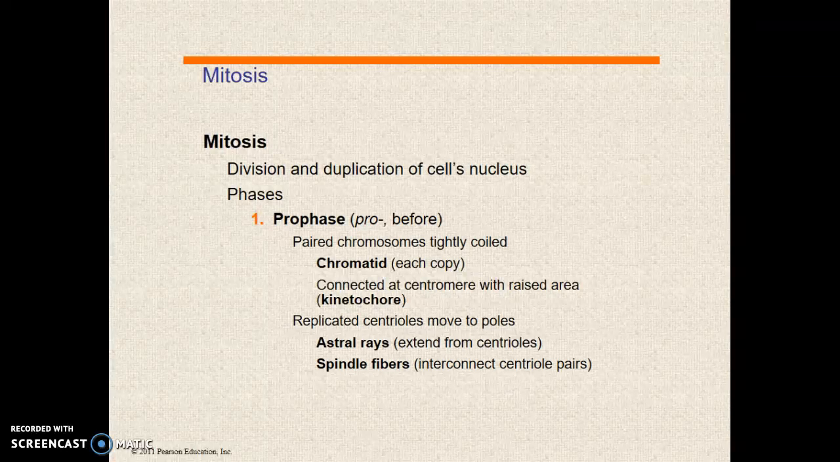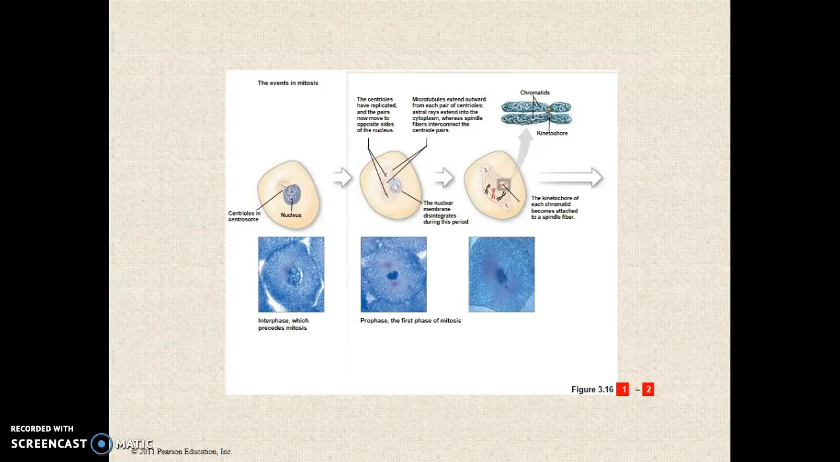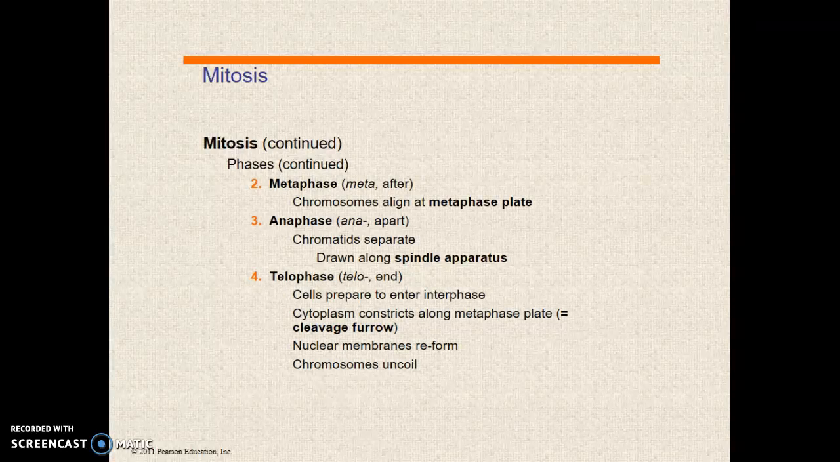P is for prophase. During prophase, the chromatin, which is the stretched out form of DNA, is going to coil and form chromosomes. The replicated centrioles are going to move to opposite poles. The spindle fibers are going to connect the centriole pairs. It's a long phase. During prophase, also the nucleus has to disappear.